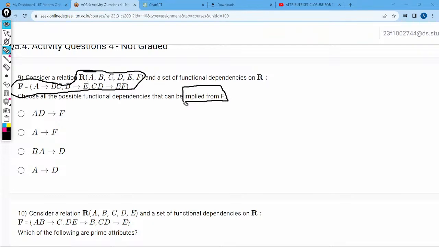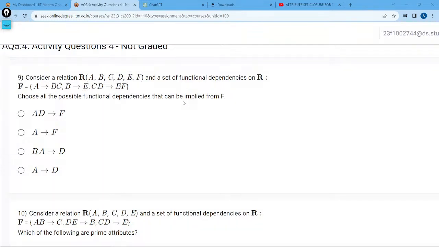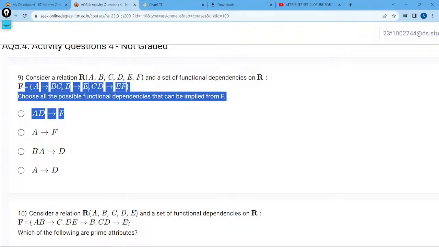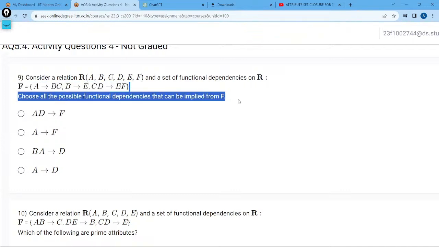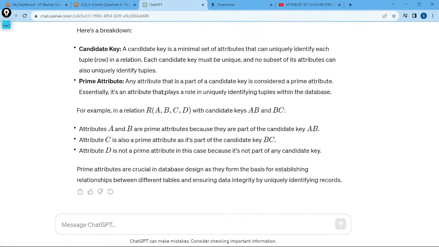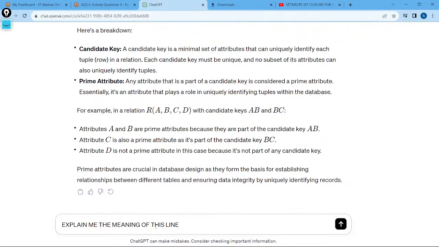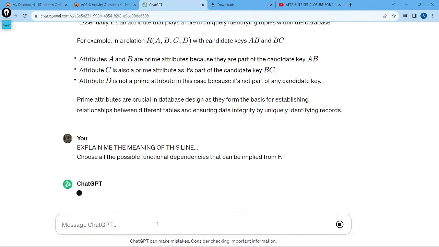What is the meaning of being implied from F? Let's again ask GPT. Explain me the meaning of this line, and add the line here.